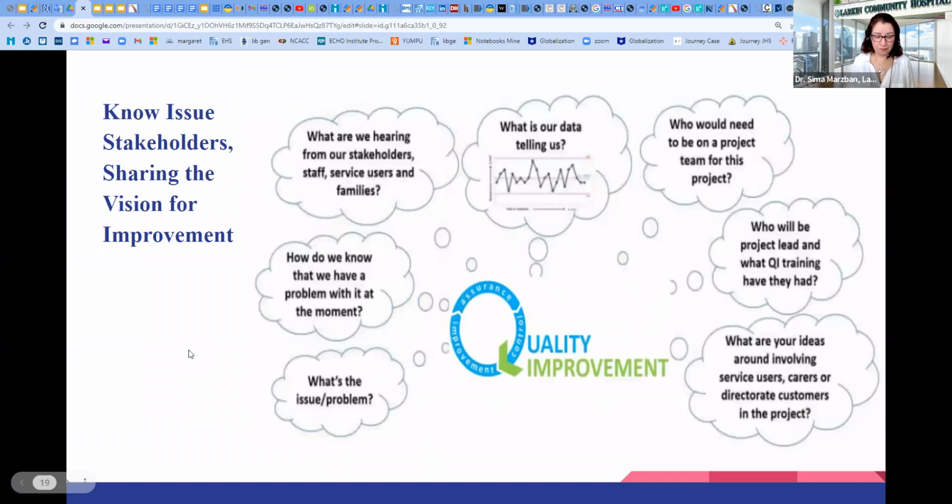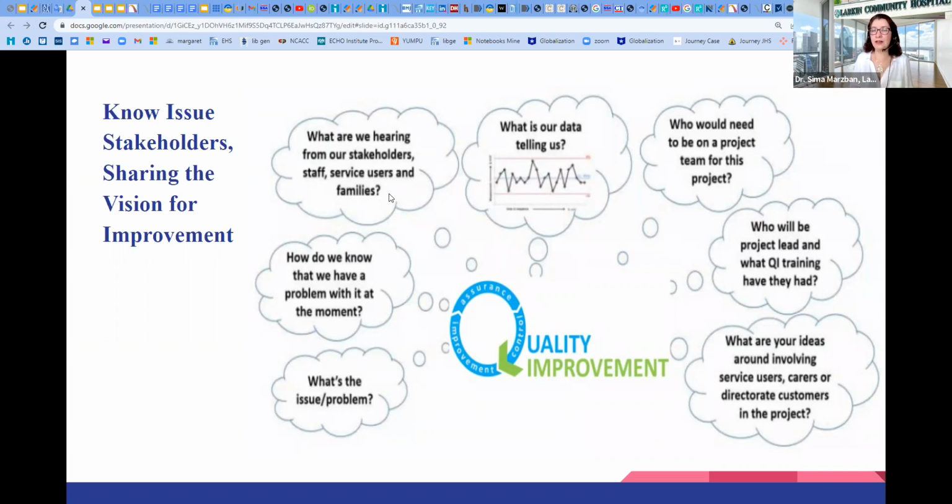After that, we should know our stakeholders. Who are the stakeholders of this quality improvement project? It is important to know the list of stakeholders. And this is important here: what are we hearing from our stakeholders? We physicians don't used to hear stakeholders' views or opinions, but quality improvement suggests that we hear stakeholders' views in a scholarly way.